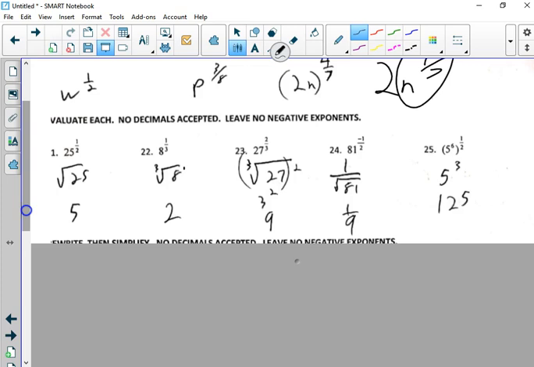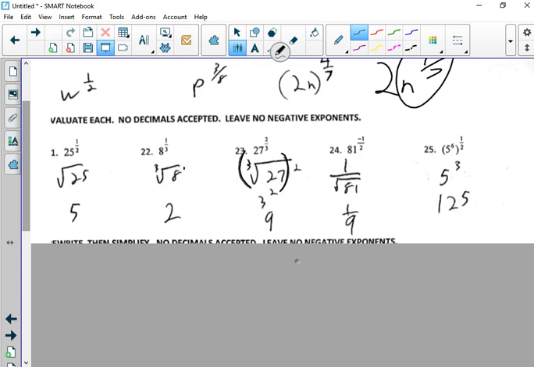27 to the 2/3. We talked about this. Write the 27, 2 on the inside, outside 3. Then mark it off and take the cube root of 27. Cube root of 27 is 3. 3 times 3 times 3 is 27. Then that number gets squared to be 9.